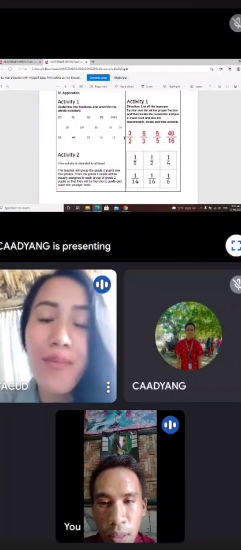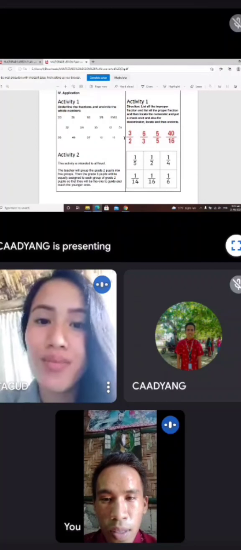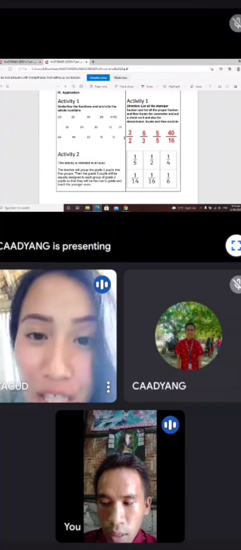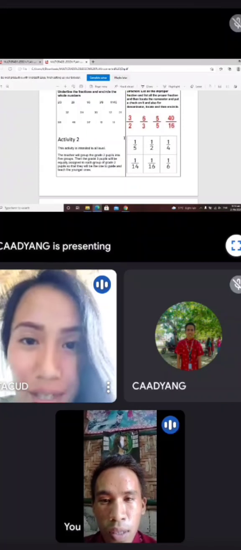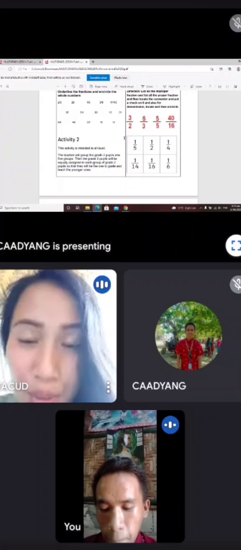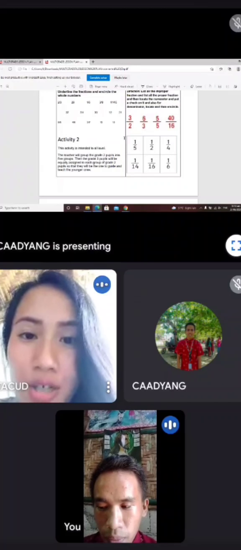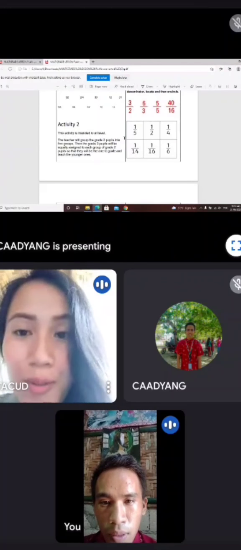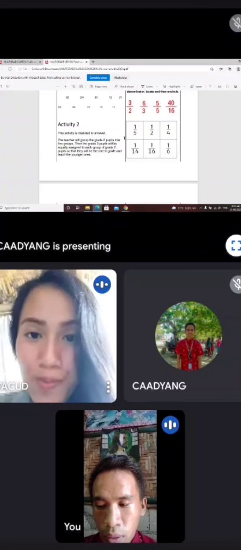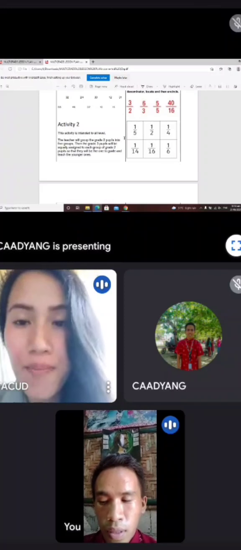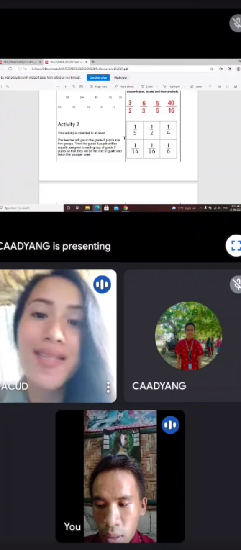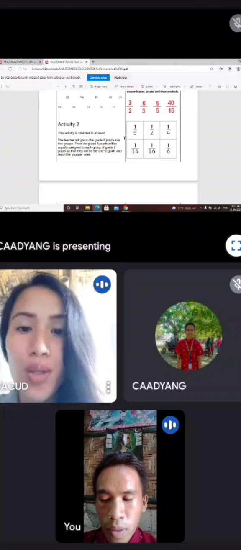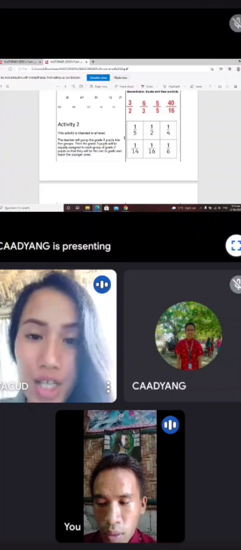So activity number 2 is an activity that is intended for all levels, grade 2 and grade 3. So the teacher will group the grade 2 pupils into 5 groups. Then the grade 3 pupils will be equally assigned to each group so that they will be the ones to guide and teach the other ones.